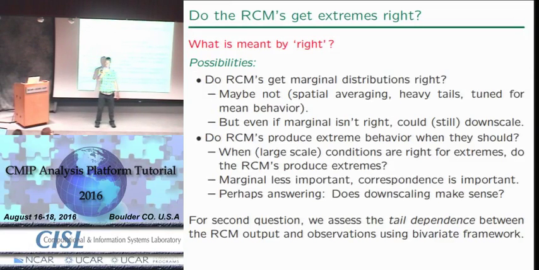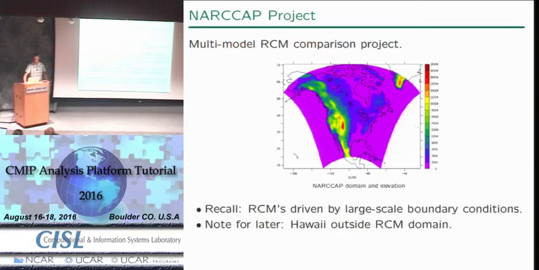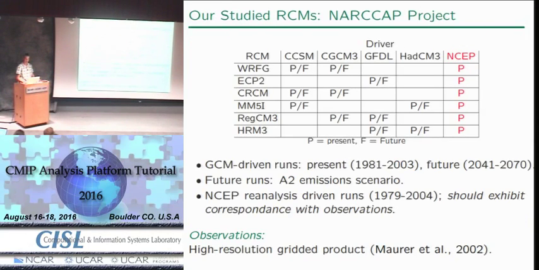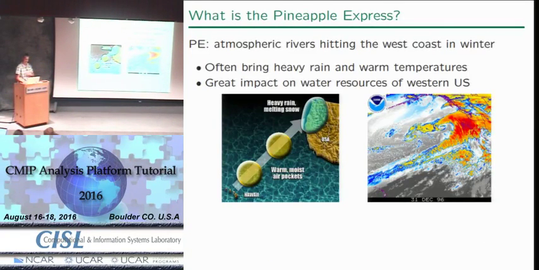Correlation talks about whether there is correspondence in the center of the distribution. What we want to know is whether there is correspondence in the tail. Oftentimes you can have correspondence in the center of the distribution and not have correspondence in the tail. So we had to use a different tool for this. I have to move through this, but we looked at Pineapple Express data.